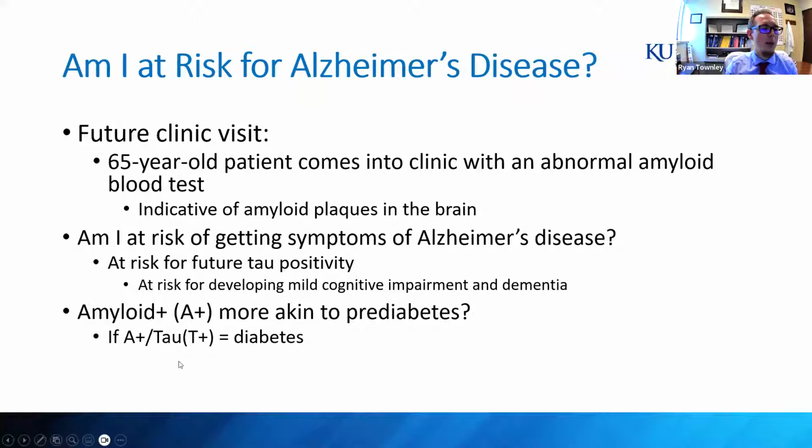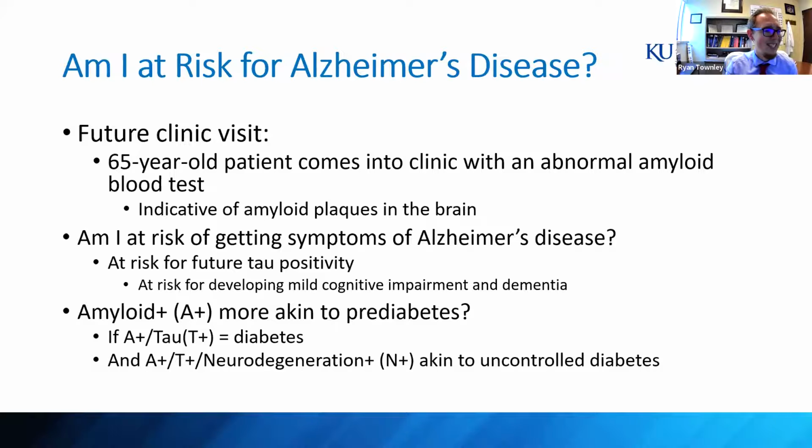If someone has both amyloid and tau abnormalities, that technically is Alzheimer's disease. They've got those changes happening in the brain. So that's more or less what we would refer to as diabetes, but to the point where there are no clinical symptoms, or it's at least right at that border of the preclinical stage. Once you start to get damage, the neurodegeneration that we see on the MRI, that's like uncontrolled diabetes, where you are at high risk of developing cognitive impairment and later dementia as this process occurs.